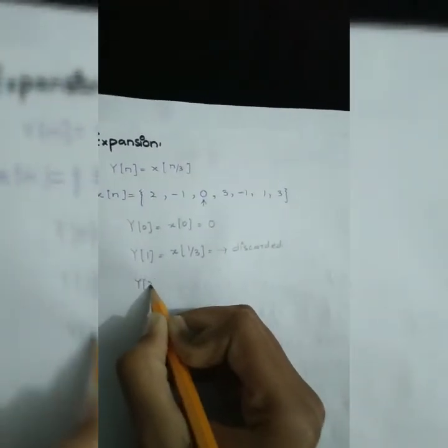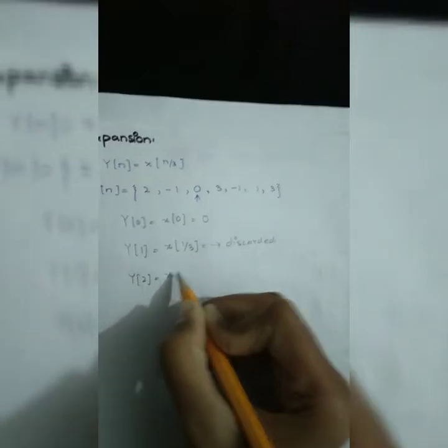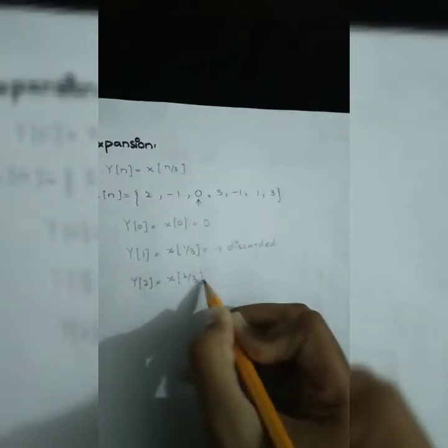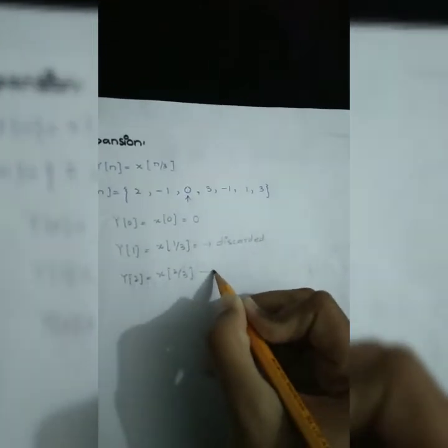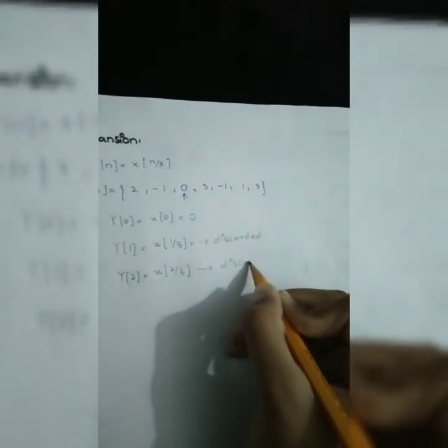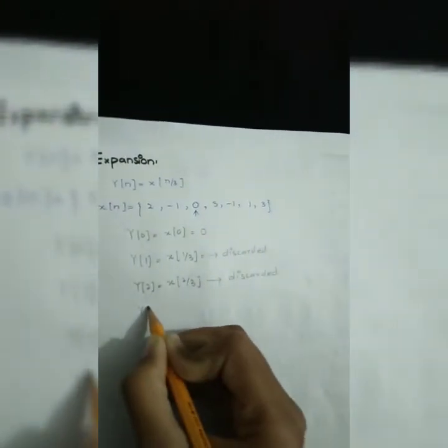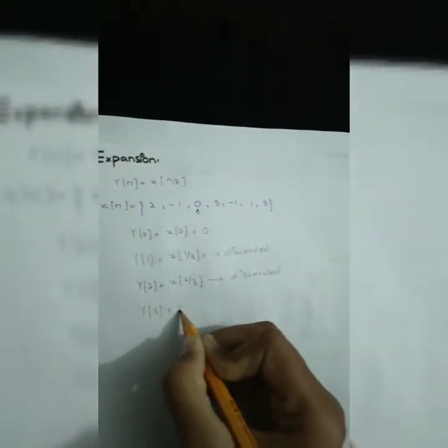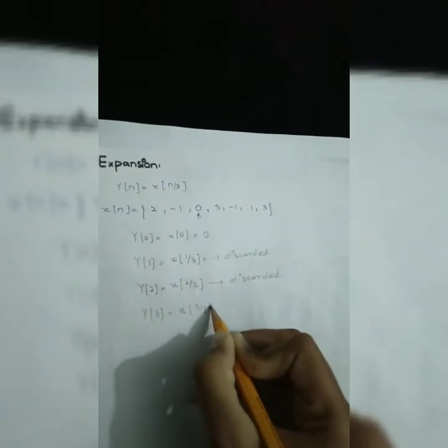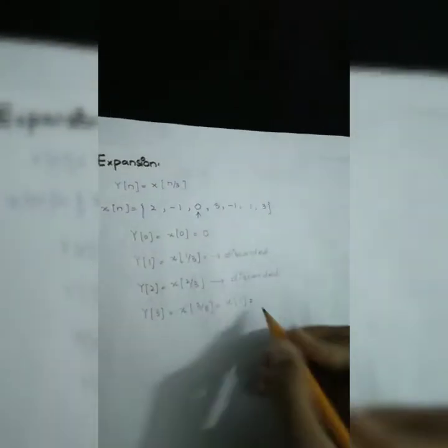Y of 2 is equal to x of 2 by 3, and there is no value at 2 by 3, so this will also be discarded. At y of 3, x will be equal to 3 by 3, which is equal to x of 1, and x of 1 is equal to 3. So it means that our system is expanded by a factor of 3.